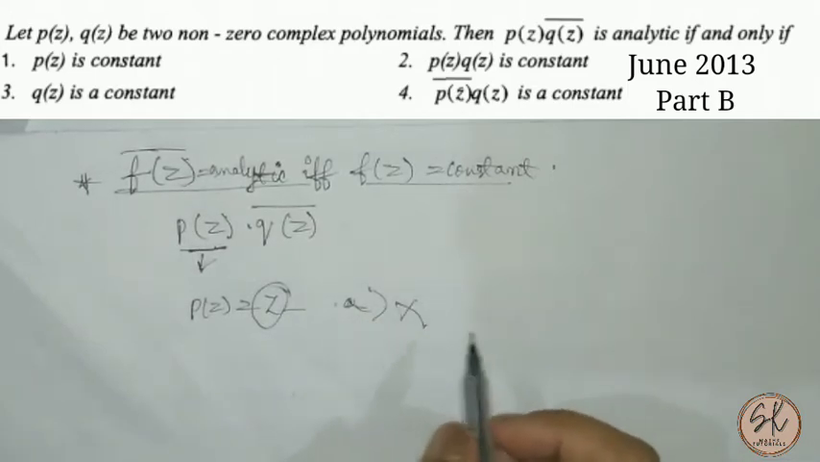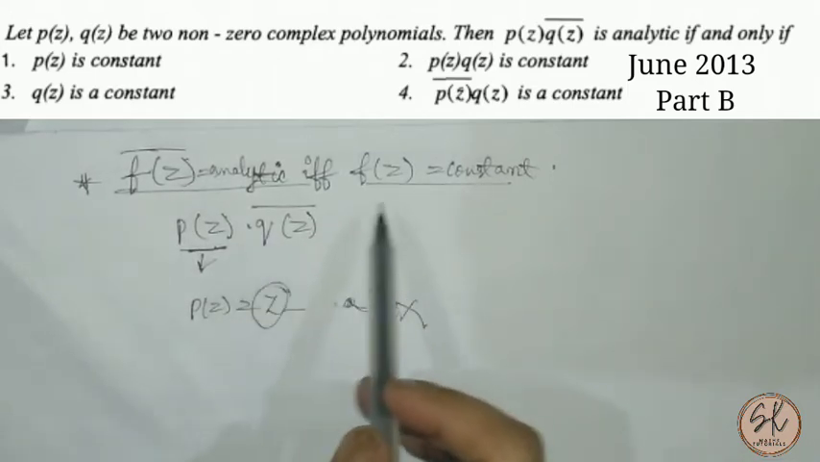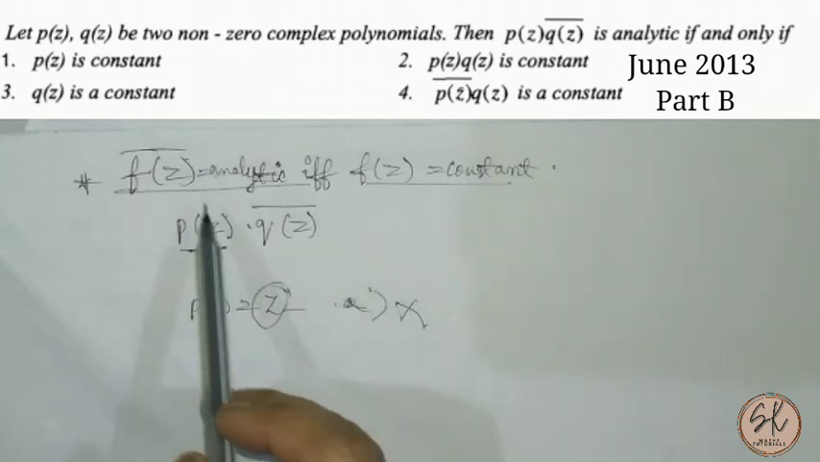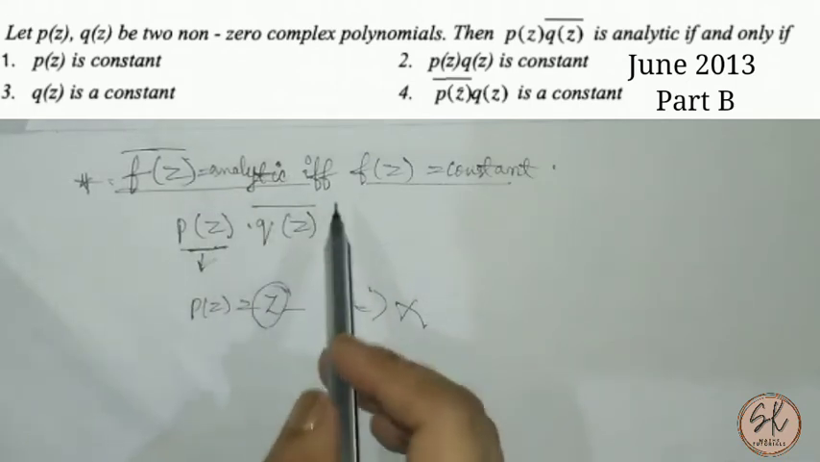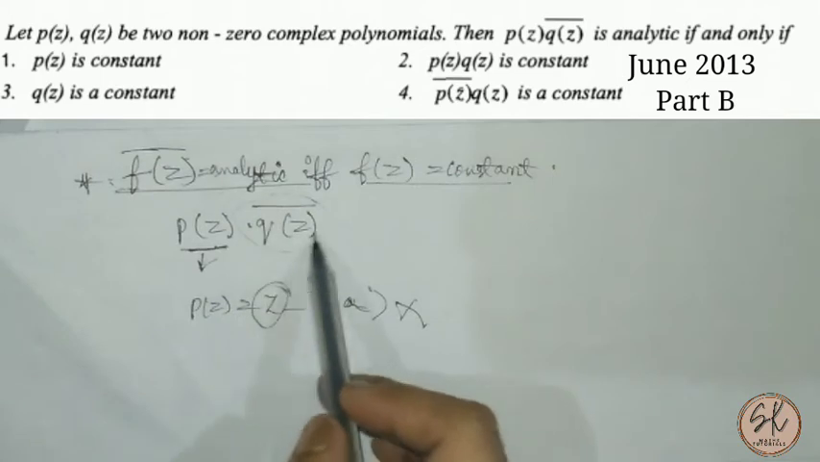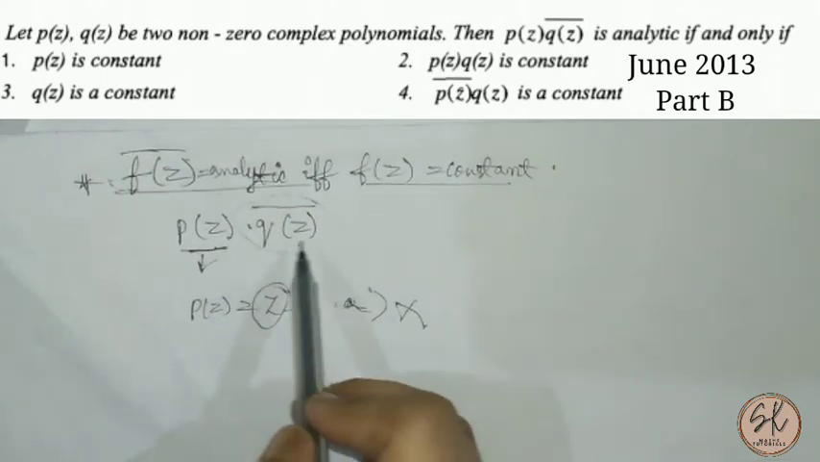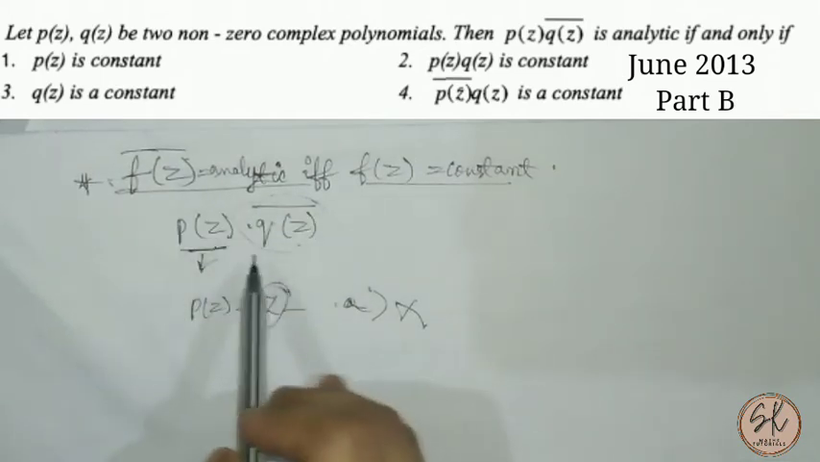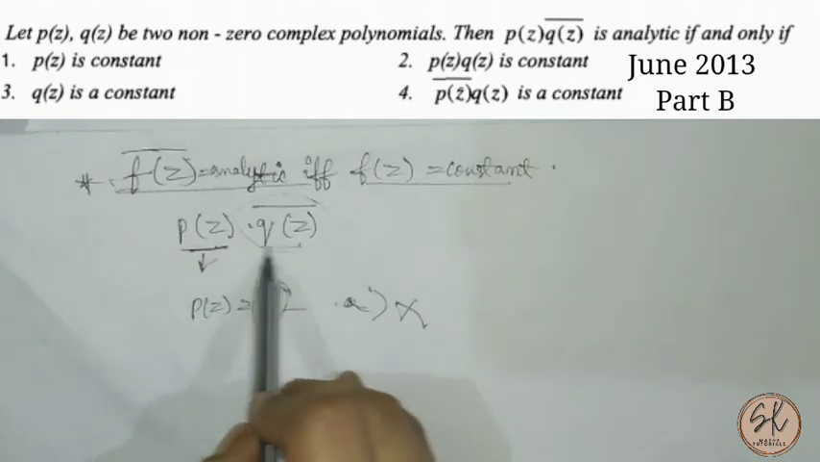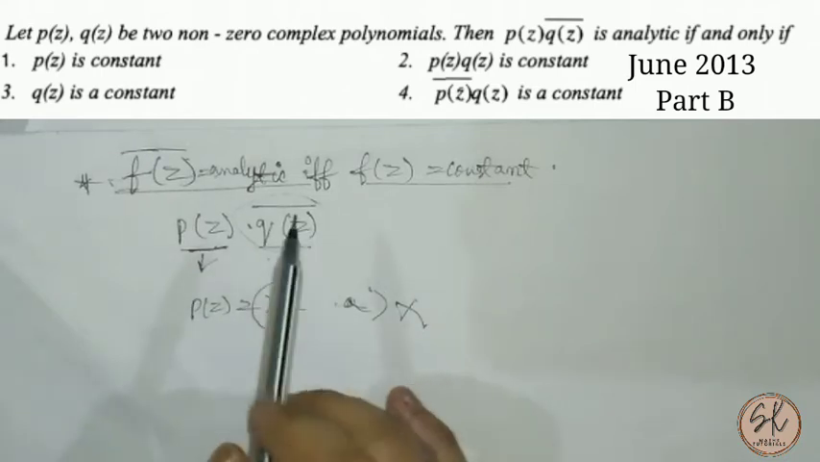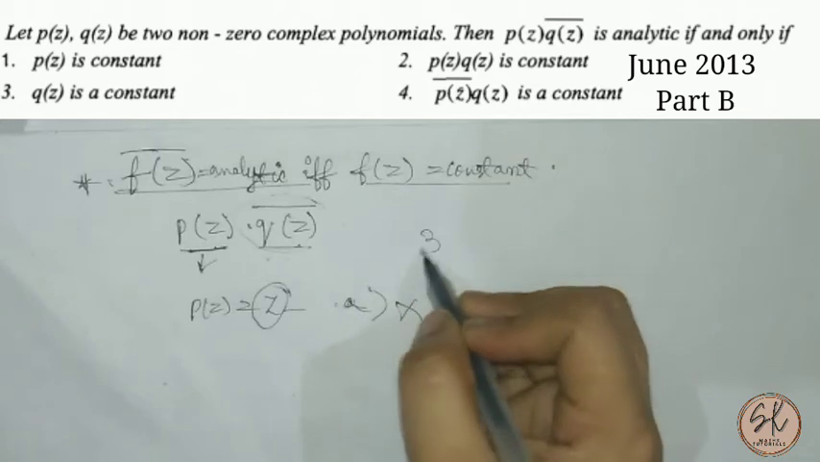Okay, so therefore, a direct approach for this question is using this result, that is here the conjugate function is q(z), so this total is going to be analytic if and only if q(z) is constant. So here option 3 is correct.